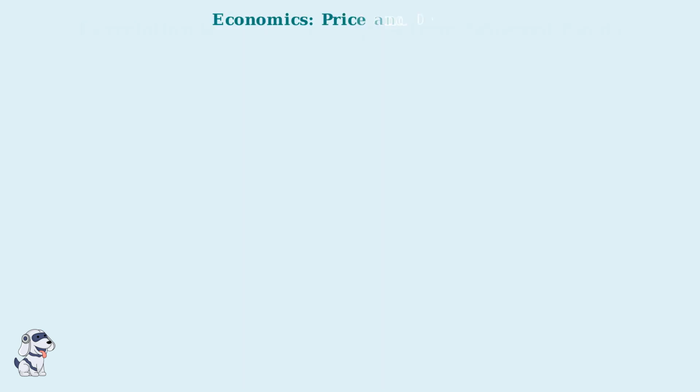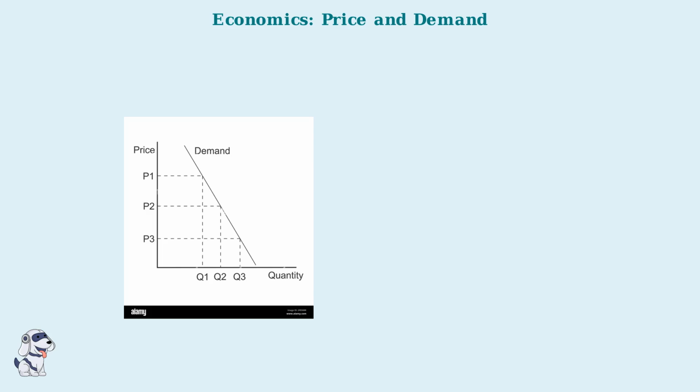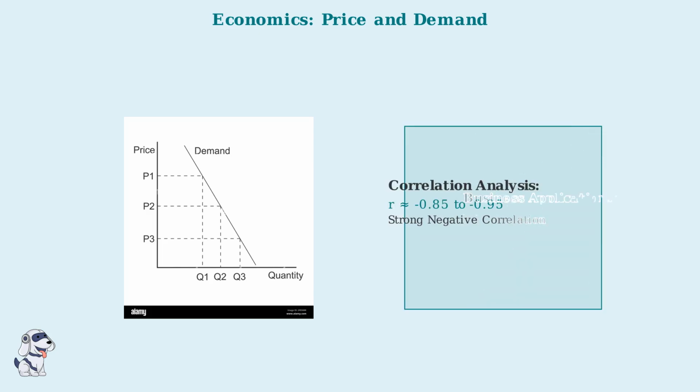In economics, correlation analysis helps us understand market relationships. One classic example is the relationship between price and quantity demanded for a product. This demand curve shows a strong negative correlation between price and quantity demanded. As prices increase, the quantity that consumers are willing to buy decreases. The correlation coefficient for this relationship is typically around negative 0.8 to negative 0.95, indicating a very strong negative correlation. This information helps businesses set optimal pricing strategies.